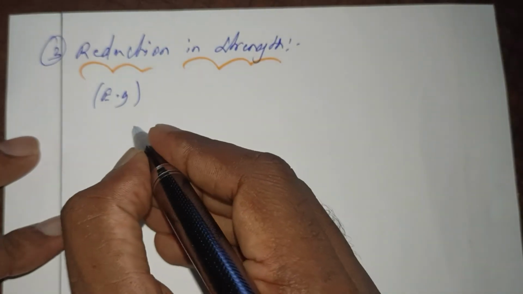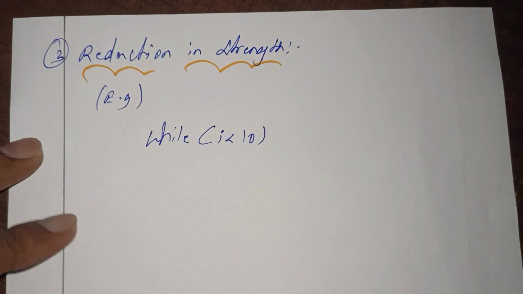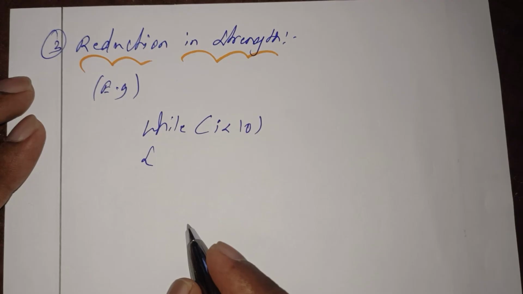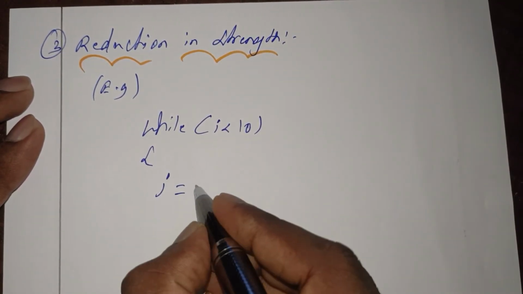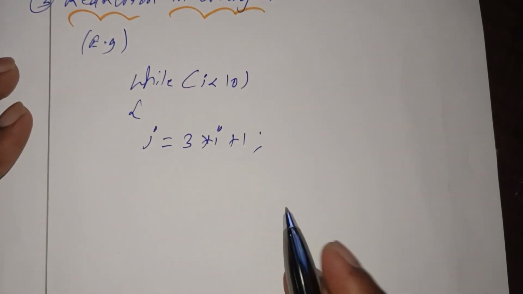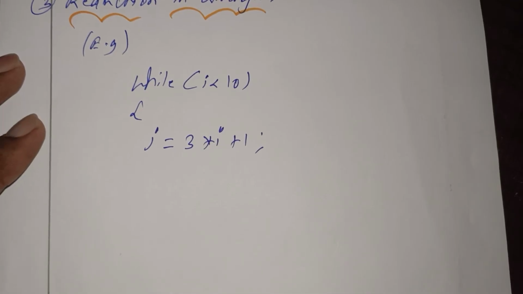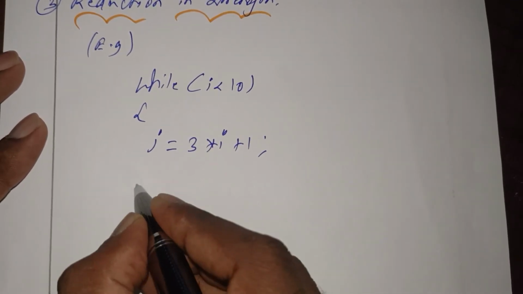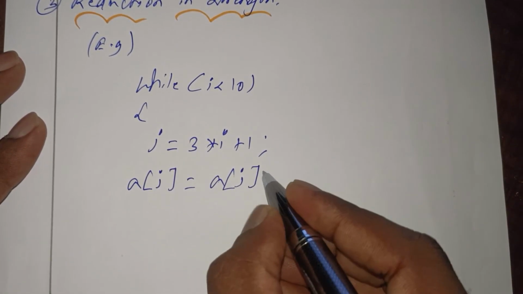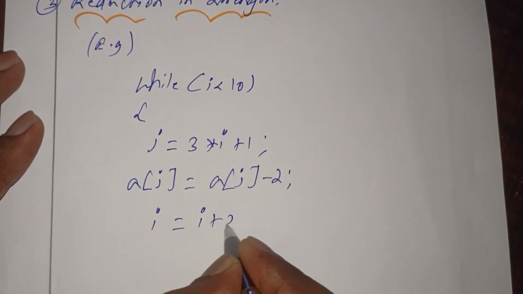I am going with the same example. While the condition i is less than 10, the condition has been checked. Here the strength has a higher value. Say for example, j is equal to 3 asterisk i plus 1. So you can rewrite this in your own way. I'm going with an example so that it is easier to understand. Now a of j is equal to a of j minus 2, for example, right? i is equal to i plus 2.